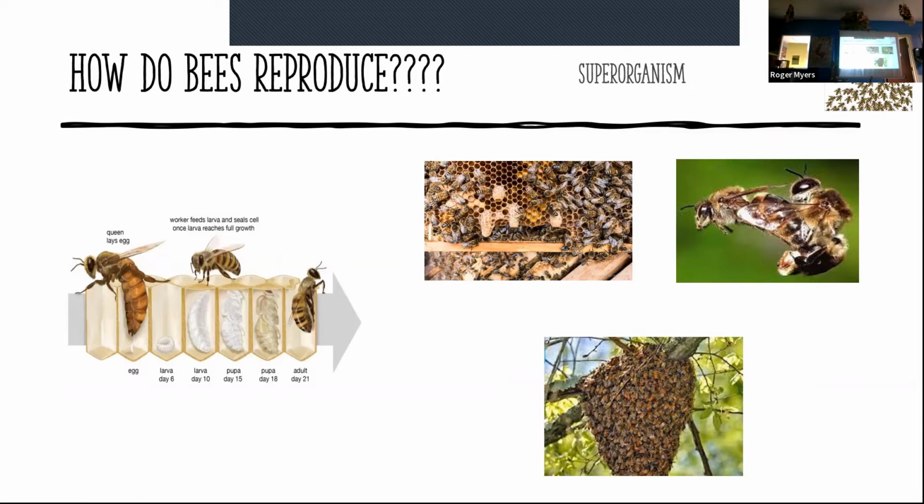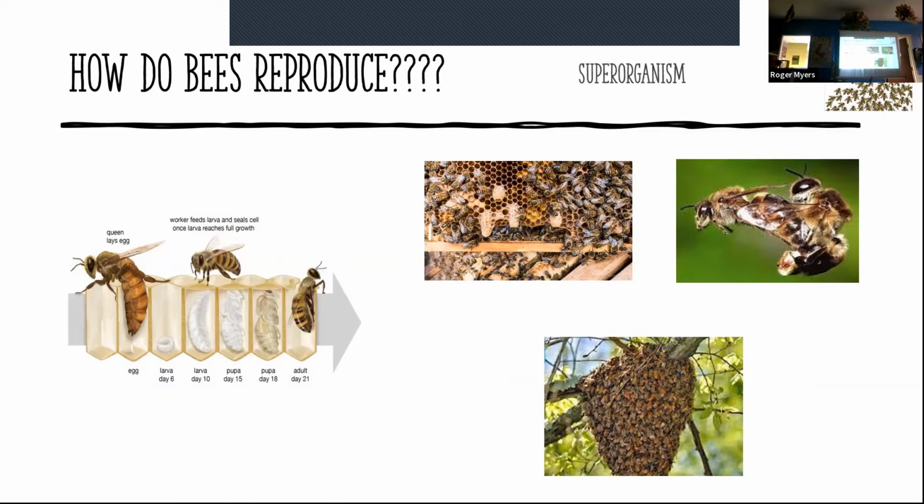Yeah, so that was the answer I was expecting, right? They lay an egg that turns into larvae, pupae, adult. That is not what the bees are in the business of doing. Bees are not in the business of making more bees. They are in the business of making more colonies, okay?